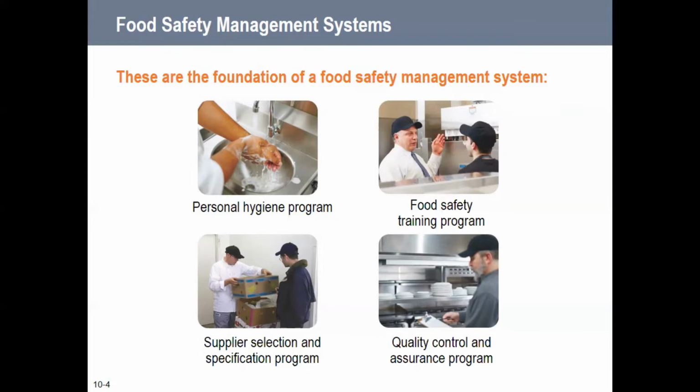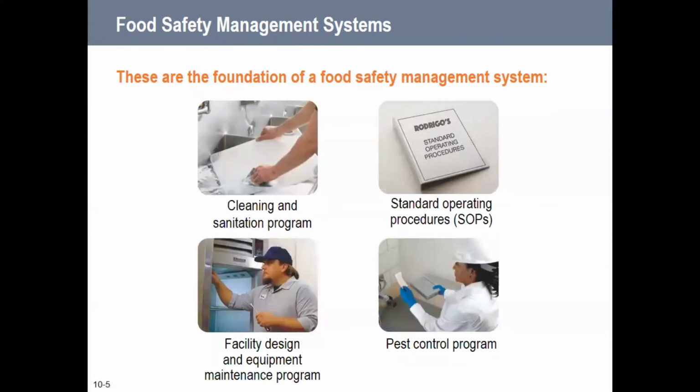You need to have a program for how you select your suppliers and what your specifications are for each, and you'll love this, each individual item that you purchase. All right, let me give you an example. I can say I want a case of potatoes. Well, that doesn't tell me a whole lot. So you need to have a specification put together for your potatoes, and then what your criteria is as far as supplier selection. We need to make sure we have a program for quality control and assurance, making sure we're having a great product all the time.